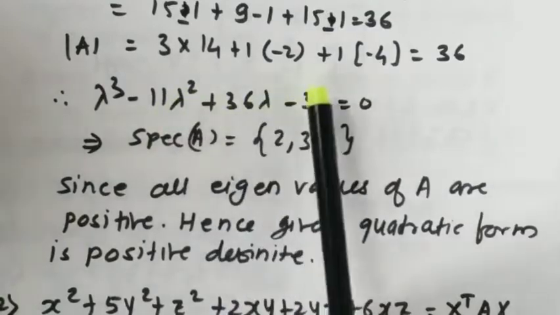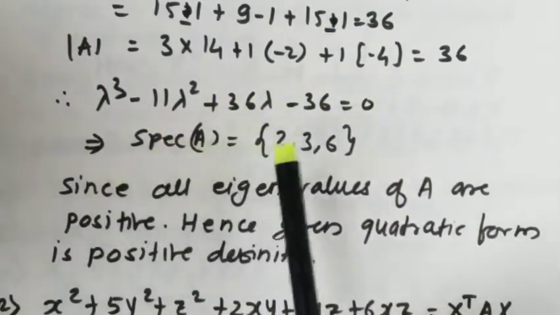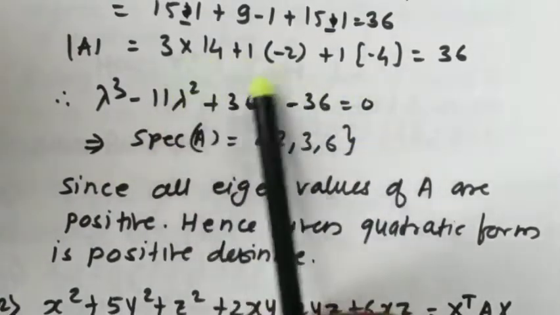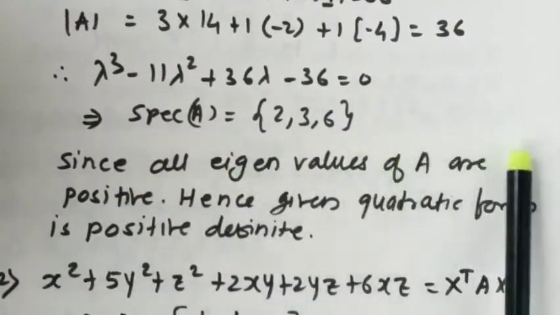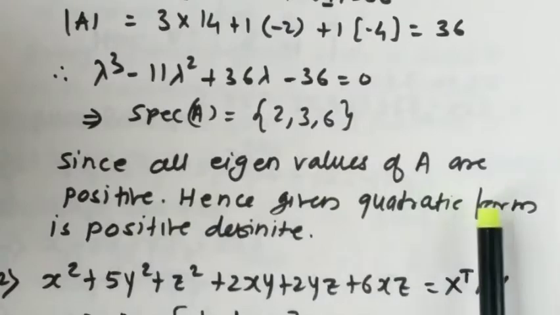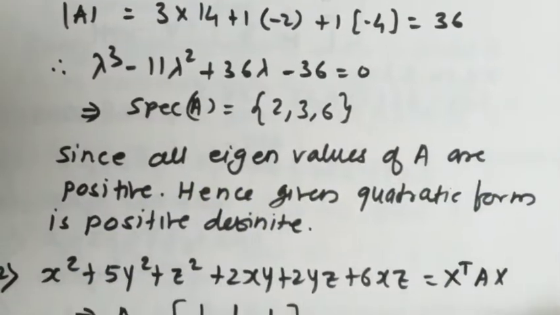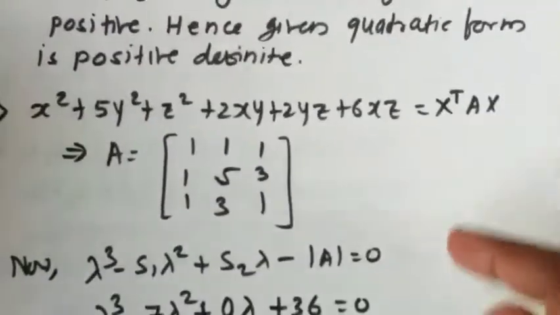So after determining roots on calculators, we'll get the spectrum of A as 2, 3, 6. That is, the roots of this polynomial will be 2, 3, 6. And since all eigenvalues of A are positive, hence the given quadratic form is positive definite, the first case. Now let us do one more example.